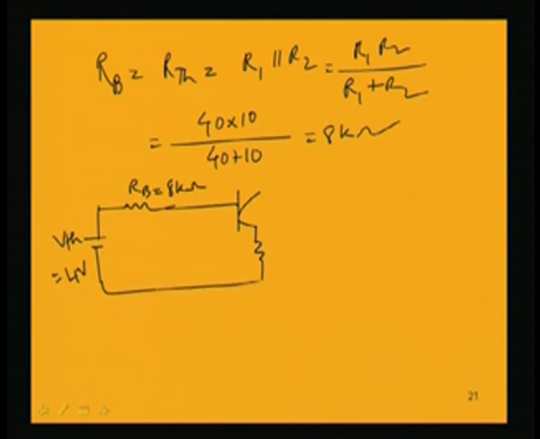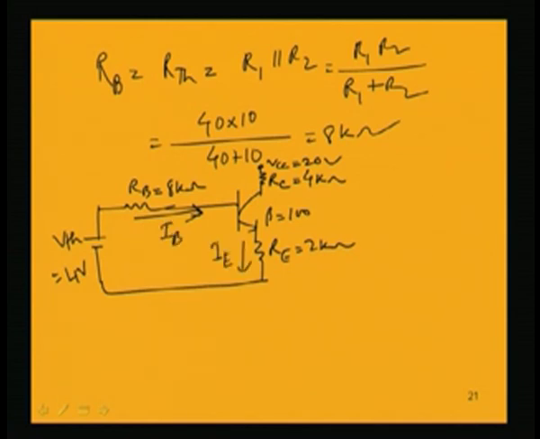So, now RE is equal to 2 K, beta is equal to 100, and RC is equal to 4 K, VCC 20 volt. So, in this circuit now we can find out the base current, we can find out the emitter current, if required we can find out IC also. Now, what we require is emitter current in order to know small r small e.